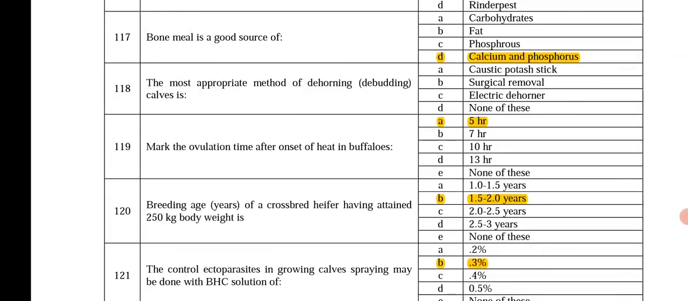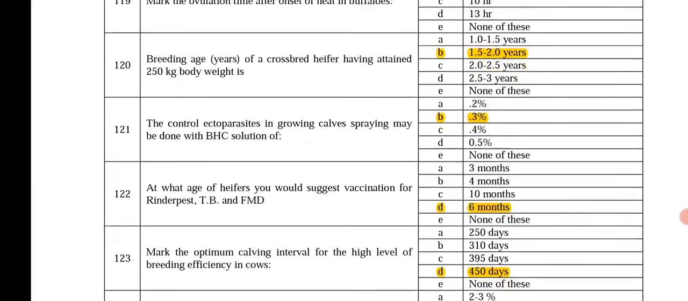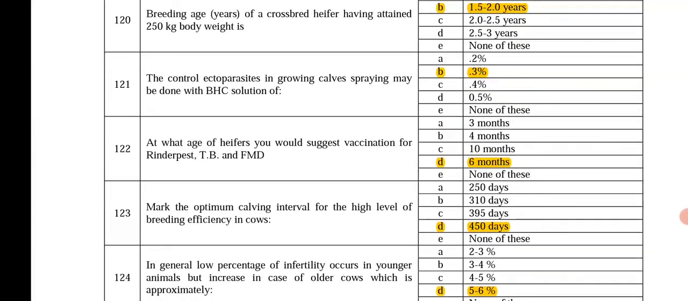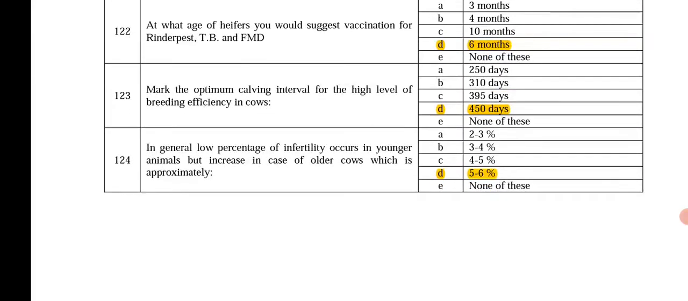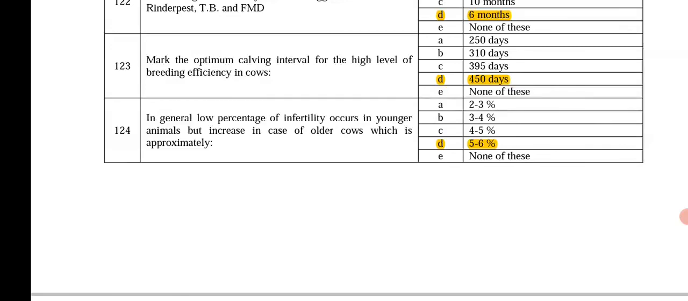Breeding age of crossbred heifer having attained 250 kg body weight is 1.5 to 2 years. To control ectoparasites in growing calves, spraying may be done with BHC solution of 0.3%. At what age of heifer would you suggest vaccination of rinderpest, tuberculosis and FMD? 6 months. Mark the optimum calving interval for high level of breeding efficiency in cows. 450 days is the optimum calving interval for high level of breeding efficiency in cows.